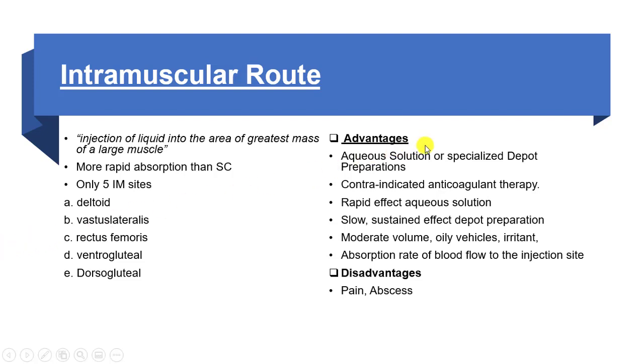If I talk about the advantages of this route, number one, we can use an aqueous solution or a depot preparation. Either we have an aqueous solution or we prepare a specialized depot preparation. This is essentially a preparation, like an injection, that we prepare ourselves instead of already prepared injections that come in vials. Another point, which is like a disadvantage, is that this is contraindicated in anticoagulant therapy. If a patient is undergoing anticoagulant therapy, then it is contraindicated in that particular patient.